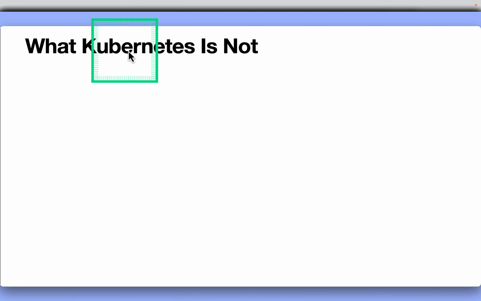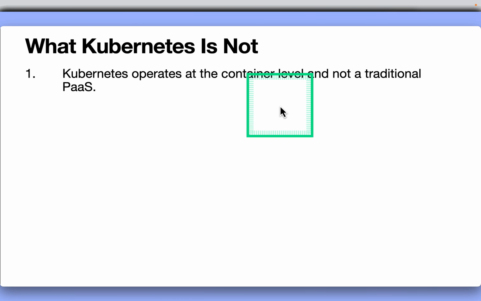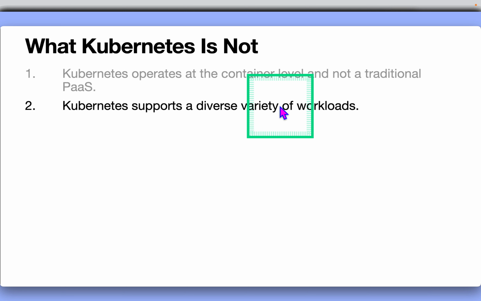So now let's see what Kubernetes is not. Kubernetes is not a traditional, all-inclusive platform as a service system. While it provides some features common to platform as a service offerings such as deployment, scaling and load balancing, it operates at the container level and not at the hardware level. These solutions are optional and pluggable. Kubernetes aims to support a diverse variety of workloads, including stateless, stateful, and data processing workloads. If an application can run in a container, it should run well on Kubernetes.